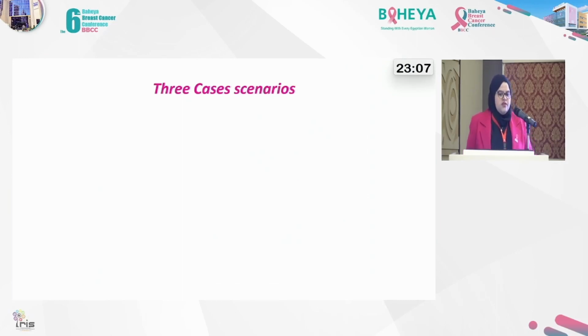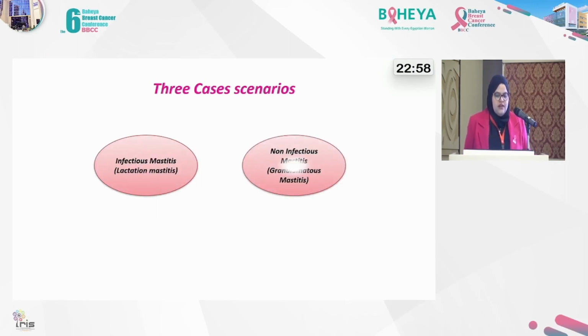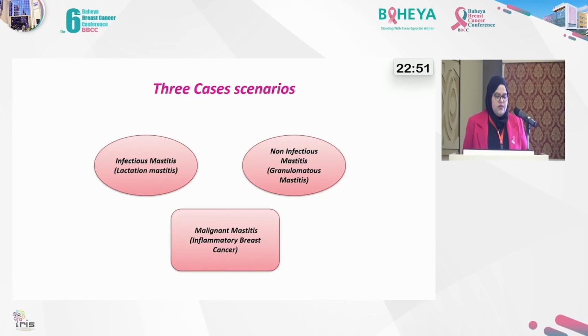Today, we will discuss 3 case scenarios about inflammatory sign of the breast. The first, infectious mastitis, lactation mastitis. The second, non-infectious mastitis, granulomatous mastitis. And the third, malignant mastitis, inflammatory breast cancer. We will start the first case with Dr. Ahmed.